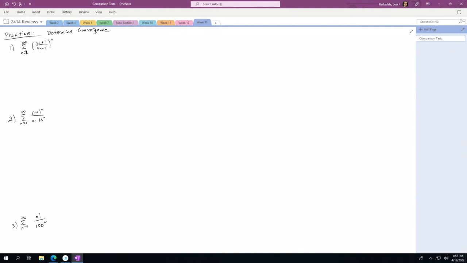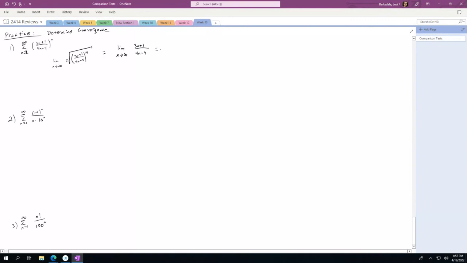All right, let's go over these problems. So first off, the first one we can use either the ratio test or the root test. In this case though, I think that the root test is going to be a little bit better because when we take the limit as n goes to infinity of the nth root of 3n plus 1 over 4n minus 4 to the n, our nth root and our nth power actually cancel, and we're left with the limit as n goes to infinity of 3n plus 1 over 4n minus 4.